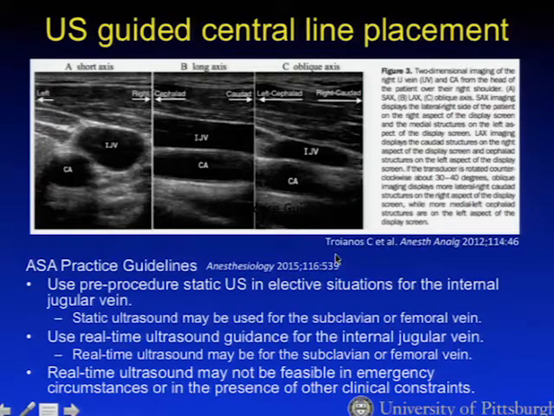For more information on that, I would direct you to this excellent article by Chris Troianos. And I'd also like to note that the recently published ASA practice guidelines do recommend both static pre-procedure scanning and real-time ultrasound guidance during cannulation of the IJ vein. And they do mention that it can be used for the subclavian or femoral, but stop short of recommending it. The guidelines do acknowledge that this is not feasible in all clinical circumstances.